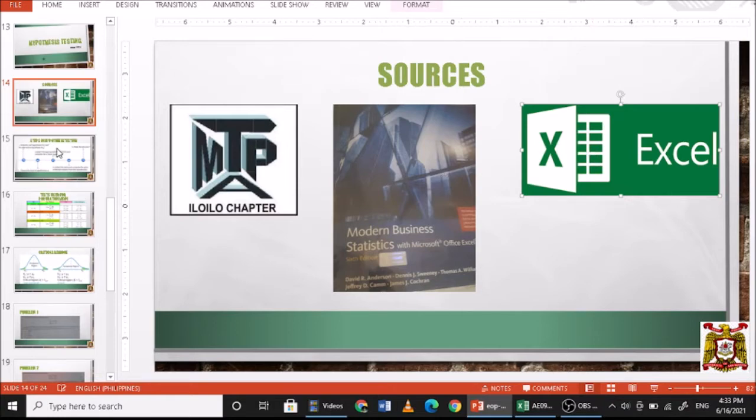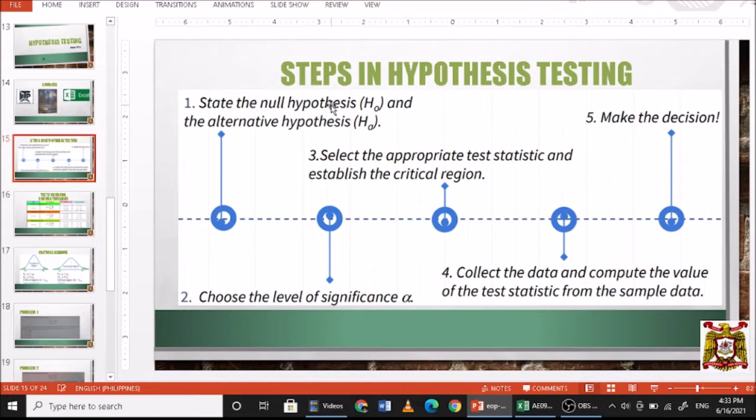As an overview, these are the steps in hypothesis testing. Step 1, you state the null hypothesis and the alternative hypothesis. Step 2, you choose the level of significance. Step 3, select the appropriate test statistic and establish the critical region. Step 4, collect the data and compute the value of the test statistic from the sample data. And step 5, make the decision.